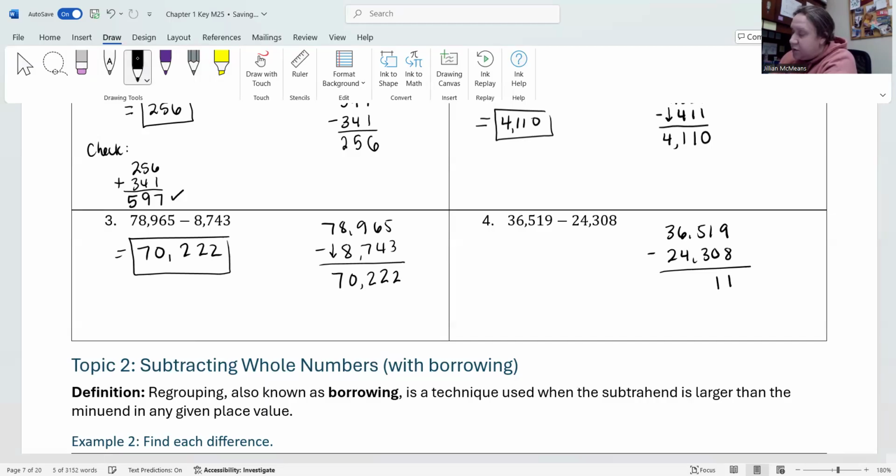1 minus 0 is 1. 5 minus 3 is 2. Go ahead and throw in your comma. 6 minus 4 is 2. 3 minus 2 is 1. So the difference between these two numbers is 12,211. So that's as basic as subtraction can get.